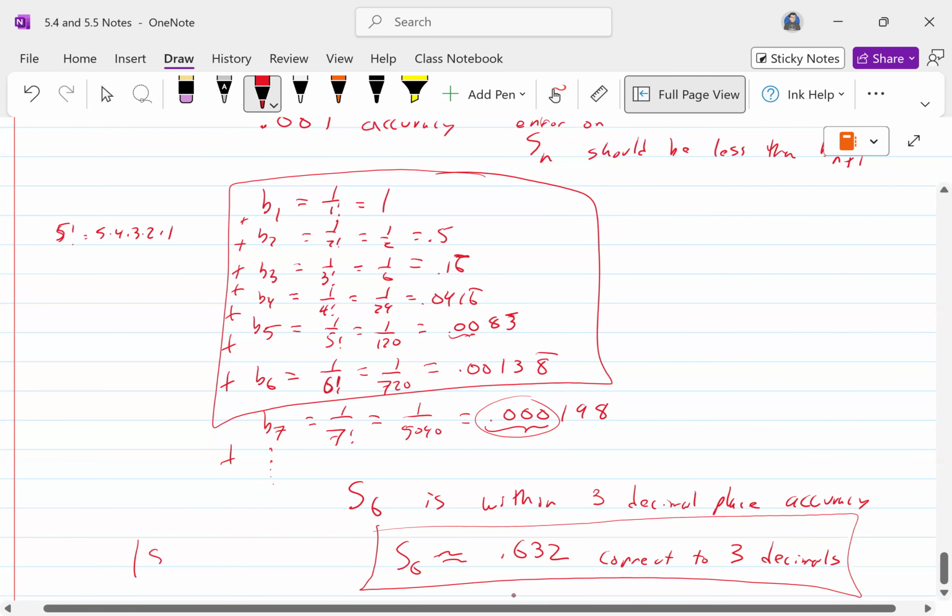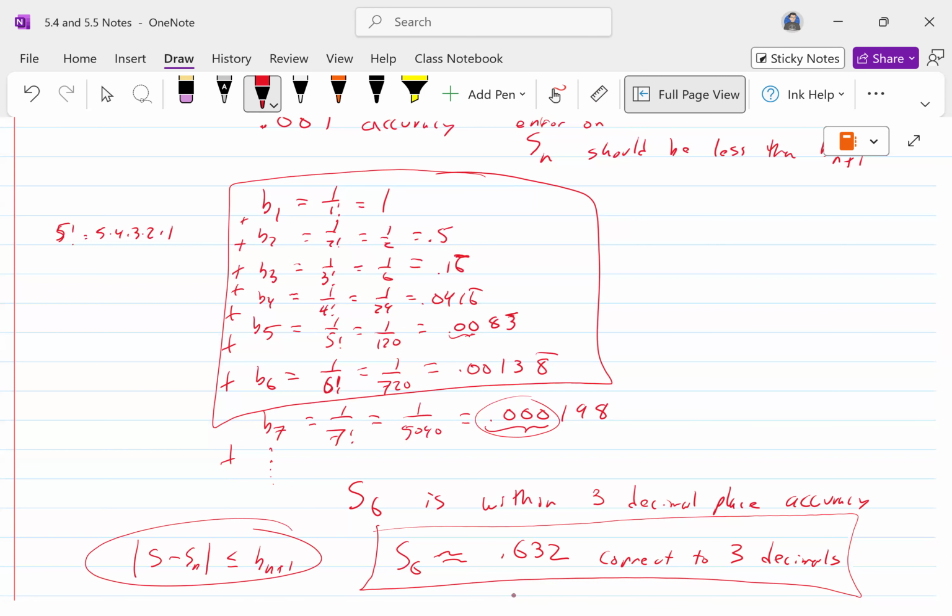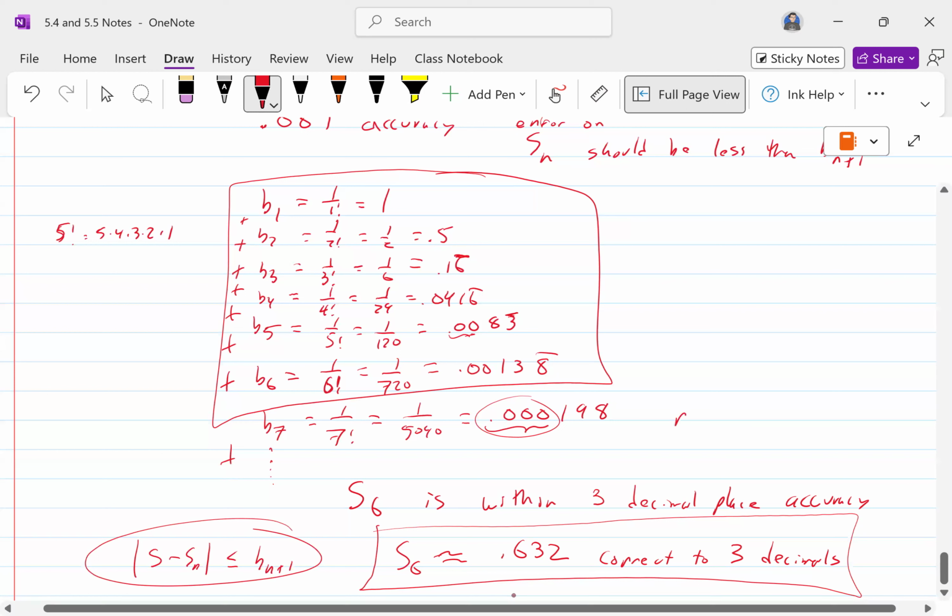Because again, the absolute value of S minus S_n would be less than or equal to b_(n+1). That's really what we're doing here. The remainder is less than that, so we only have to go out to n, but we did have to go out to n+1, where n+1 was 7, so n is 6.